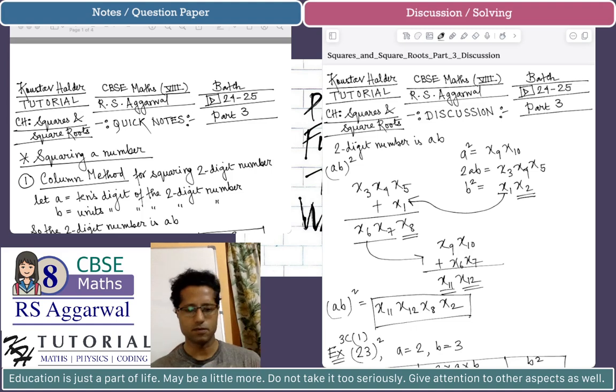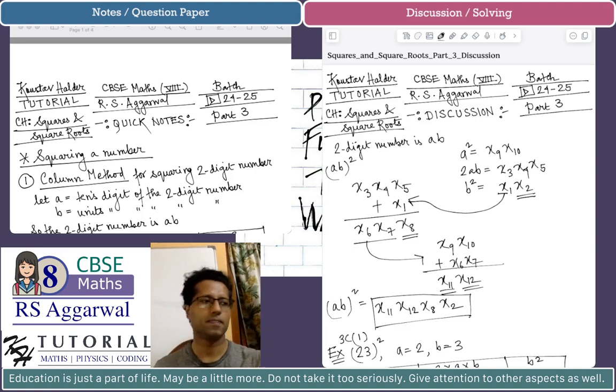The next section of the chapter will be finding the square roots. We will discuss the different methods of finding square roots of a number. So stay tuned for the upcoming videos on the chapter of squares and square roots.